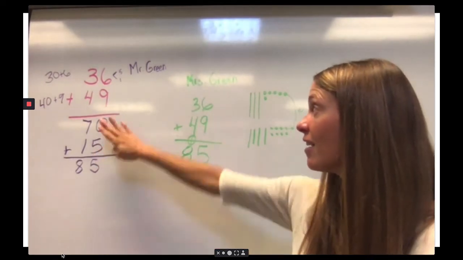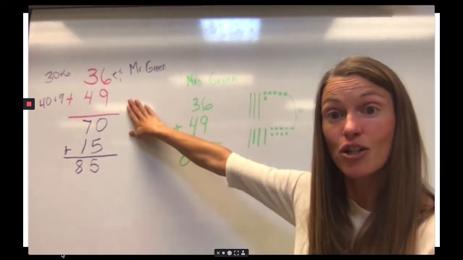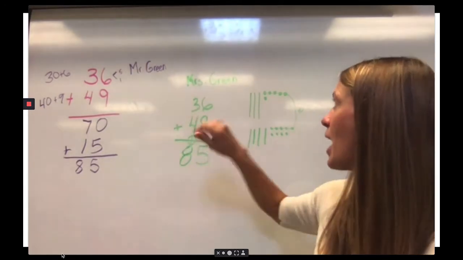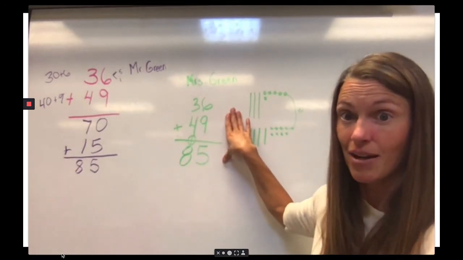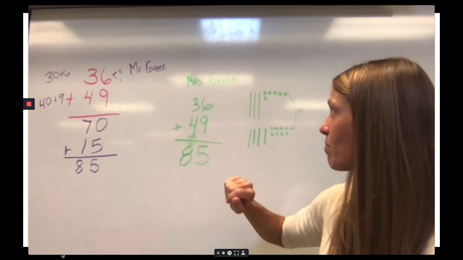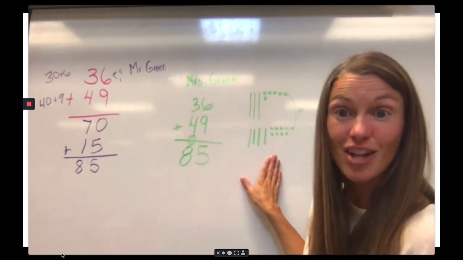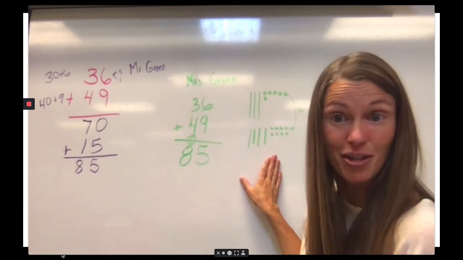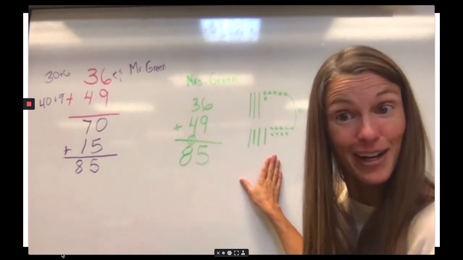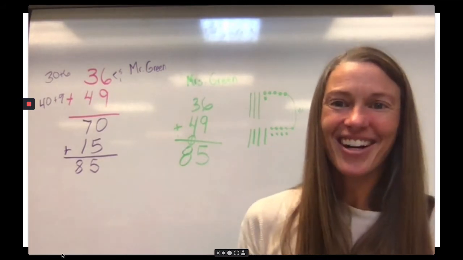You've seen Mr. Green's way, which is our show all totals. You've seen Mrs. Green's way, which is called new groups below. And we also have our math drawing here just to make sure that Mr. Green and Mrs. Green are accurate. Let's do another.